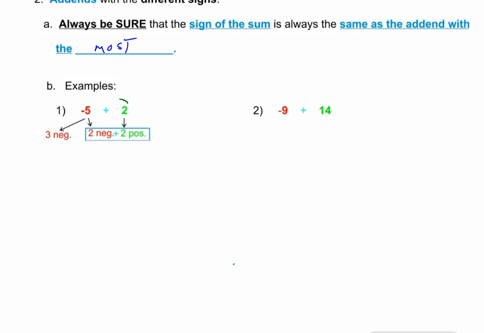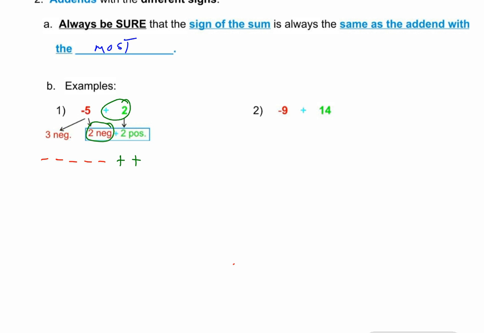The 2 positives, the one with the least, wipes out 2 of the 5 negatives. I'm going to do it without numbers. Let me do it with signs. Here's -5, -1, 2 negatives, 3 negatives, 4 negatives, 5 negatives, right? There's -5, you agree? Here's +2, 2 positives, right?